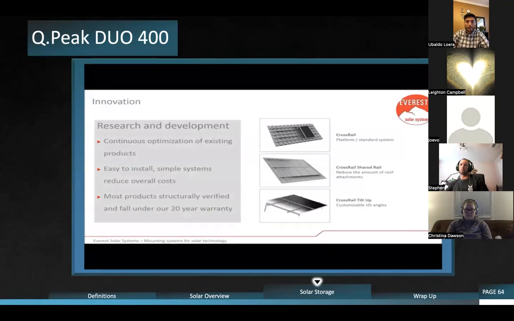So here, we're going to talk about our actual racking system. So this is directly from Everest. I just put this slide together. That's why it still says QPeak Duo, but we're going to be talking about the Everest K2 mounting system. Give you guys a little bit of understanding about how the mounting works.